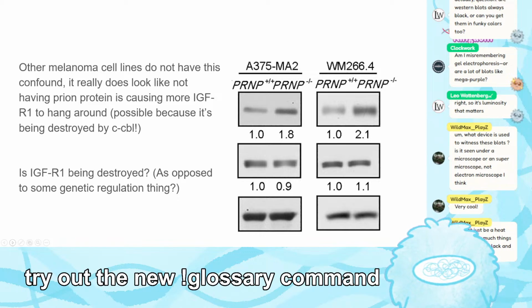So, is IGF-R1 being destroyed as opposed to some genetic regulation thing? That's a pretty nuanced question, but I kind of want to know, this protein is disappearing when there's prion protein involved, right? When prions are in the picture, this protein is not as common. Is that because the cell isn't making as much of the IGF-R1? Is it because it's being tossed out of the cell for some reason, or is it actually being destroyed?